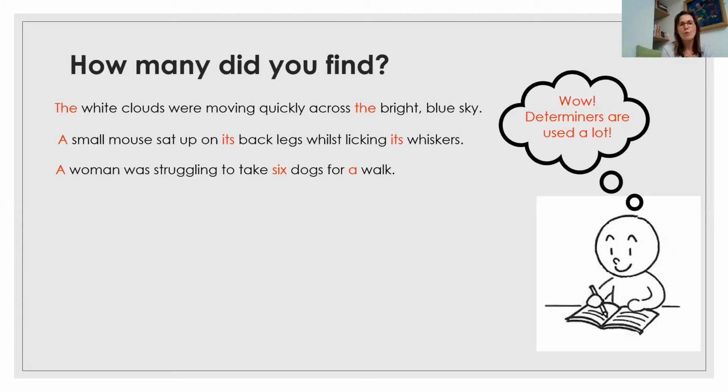So, woman, what comes before woman? A. So it's the a determiner. You should have underlined that. Look at dogs. That's the noun.